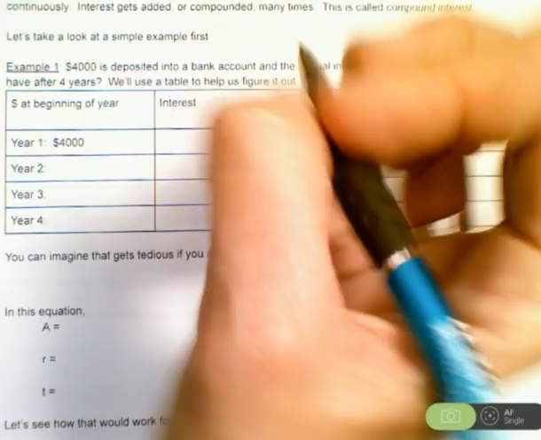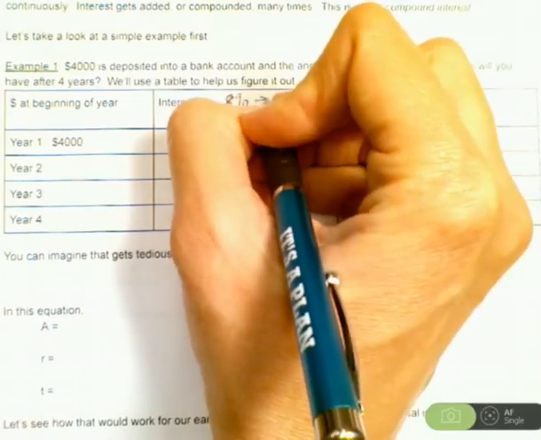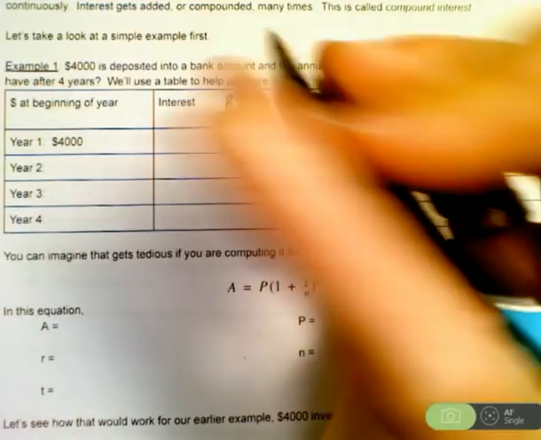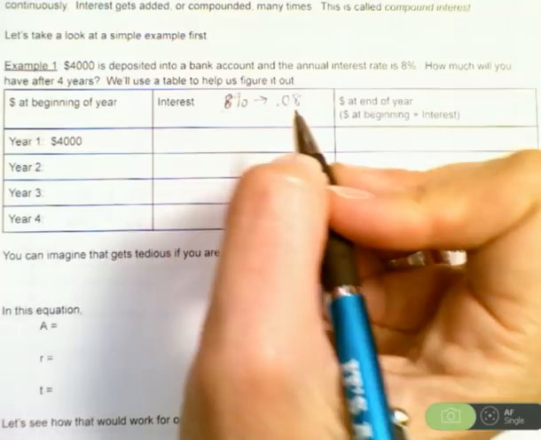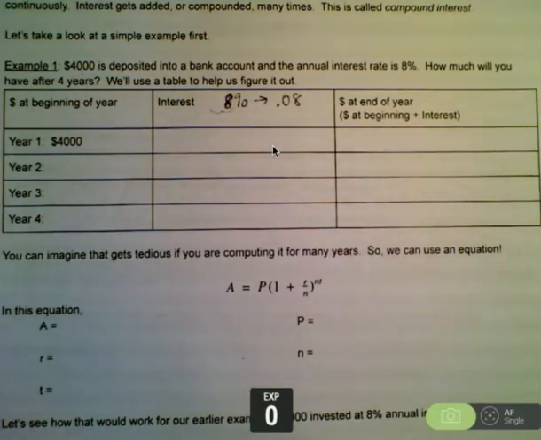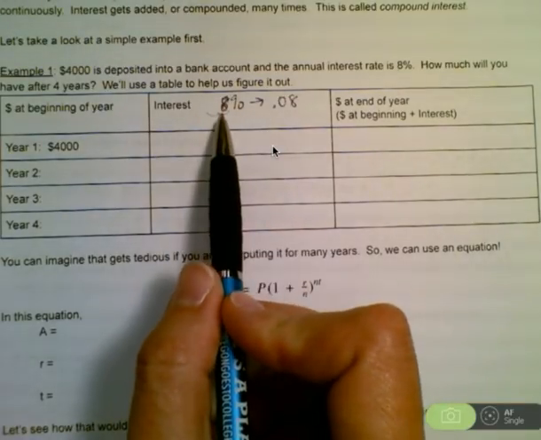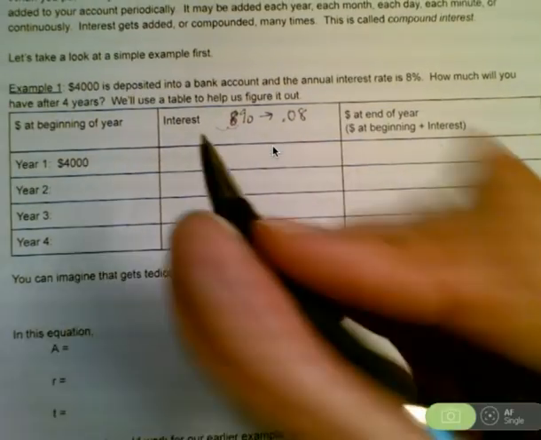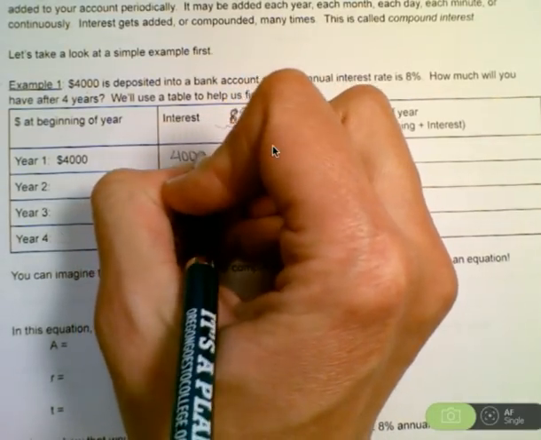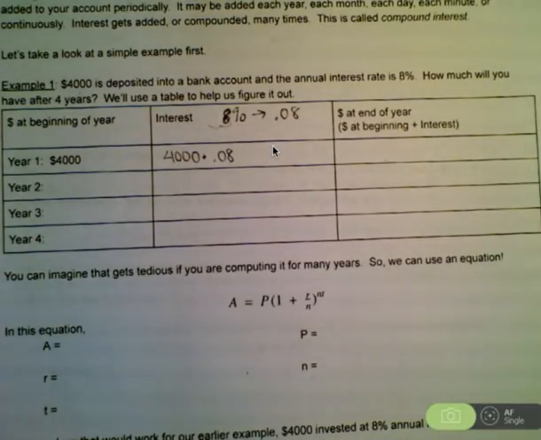To figure out the interest, the rate was 8%, but we have to change 8% into a decimal first. Remember, to change a percent to a decimal, we go back 2 spaces. So anyway, the interest rate is 8%, so you're getting 8% of 4,000. To figure out the interest, we do 4,000 times 0.08.